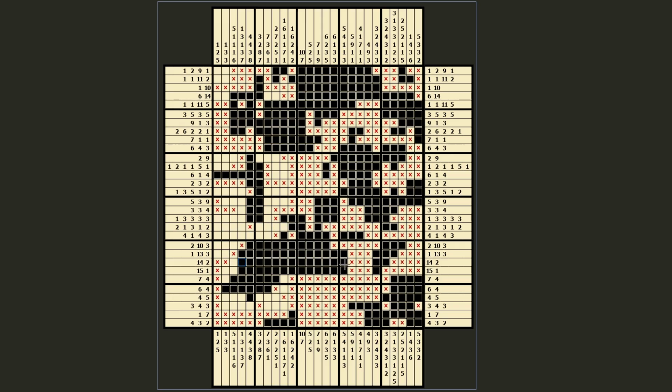This is the 14. Wait. I'm counting something wrong. This is the 13. This is the 14, and this is the 15. Whew. Okay. This is the 3. No space there. Nothing here. That's a 4. That's a 7. This has to be a 4. This is a 7. This is a 3. 1, 3, 1, 3, 7.